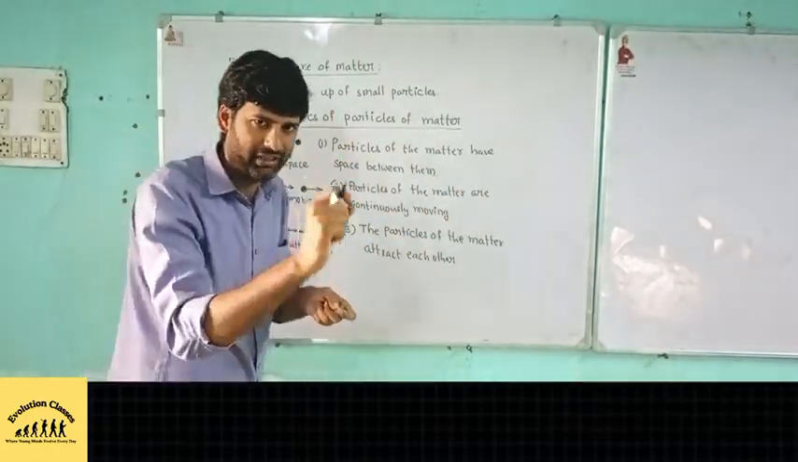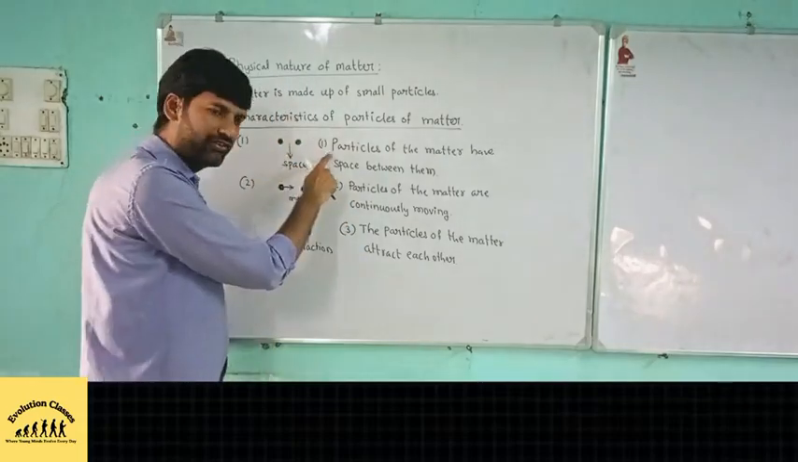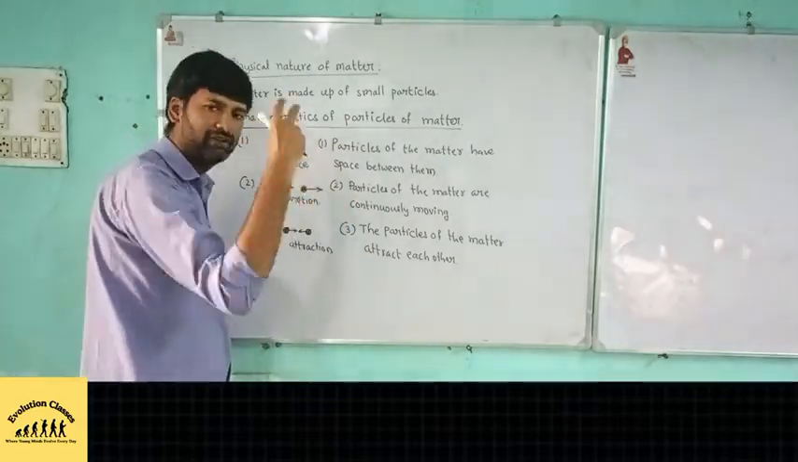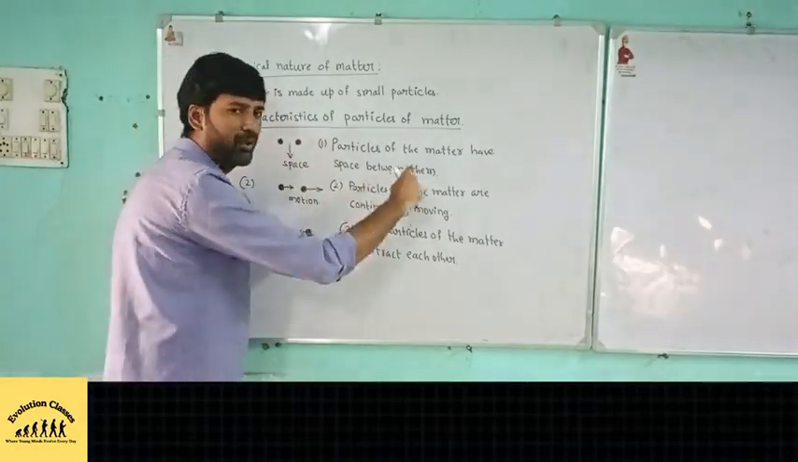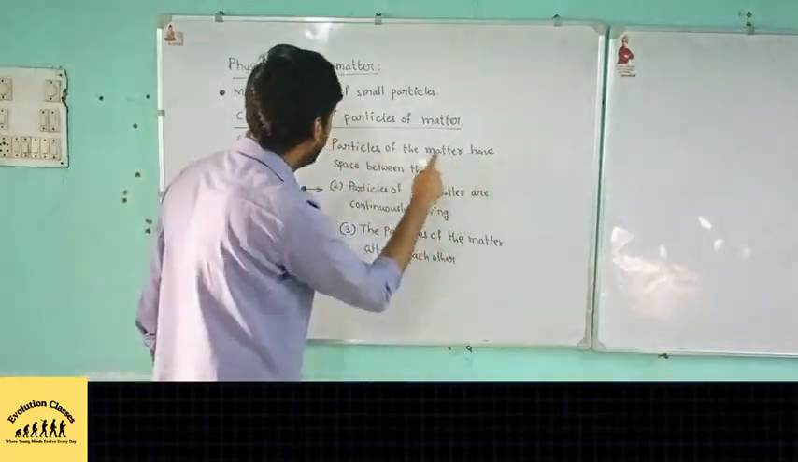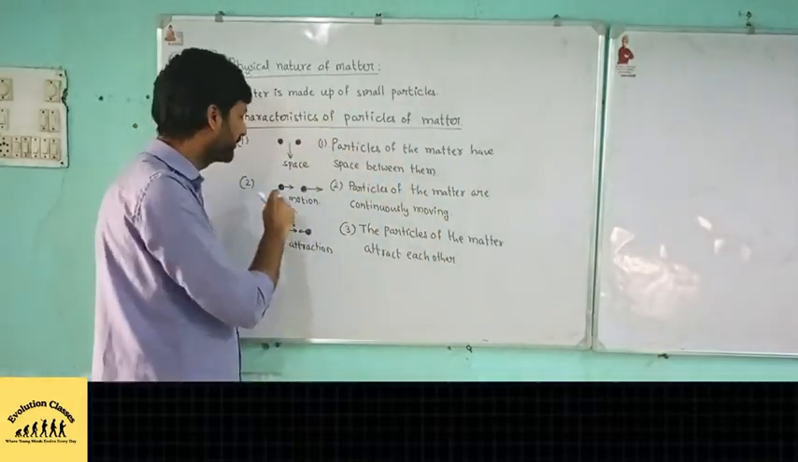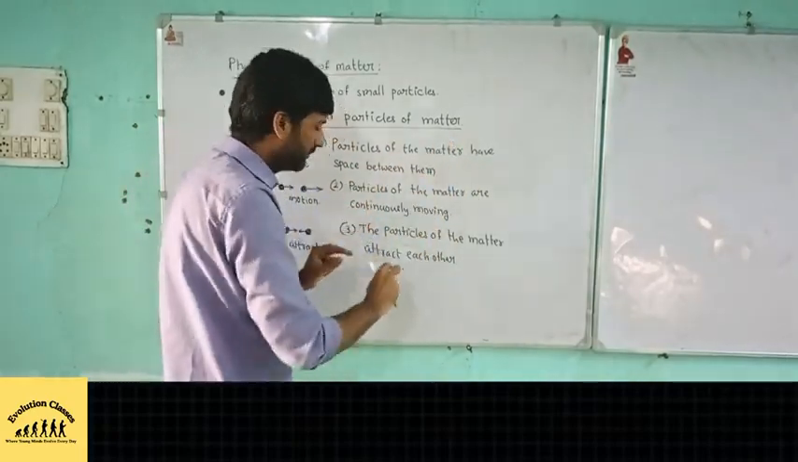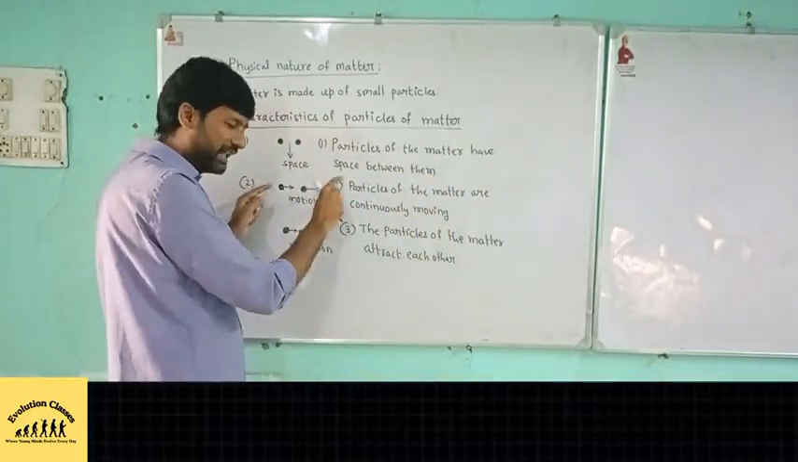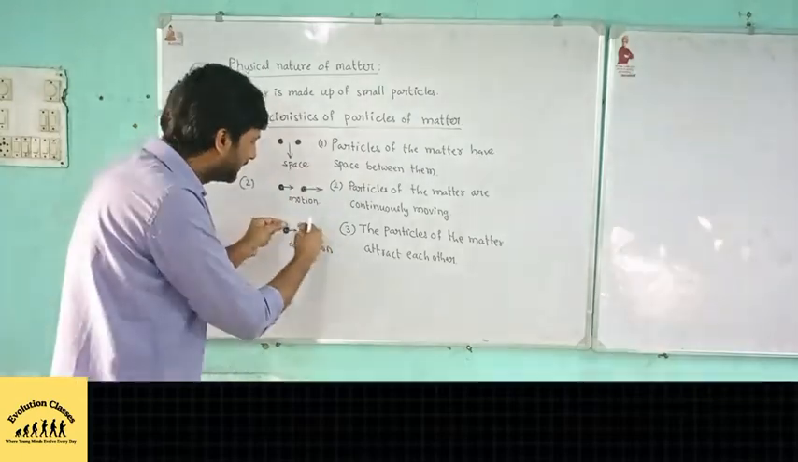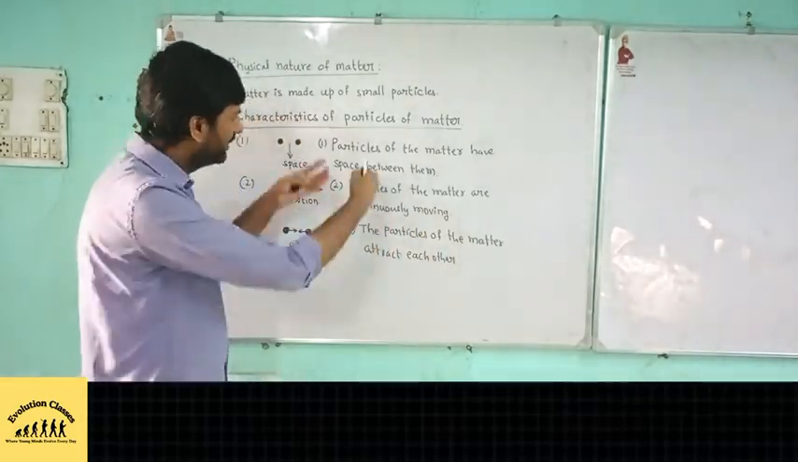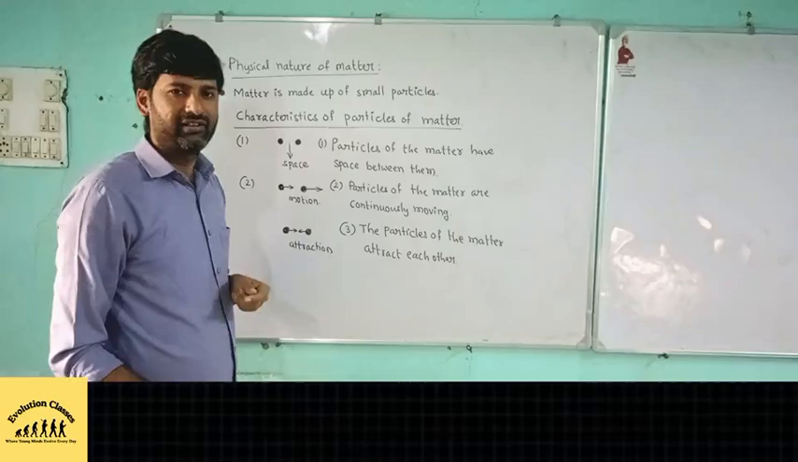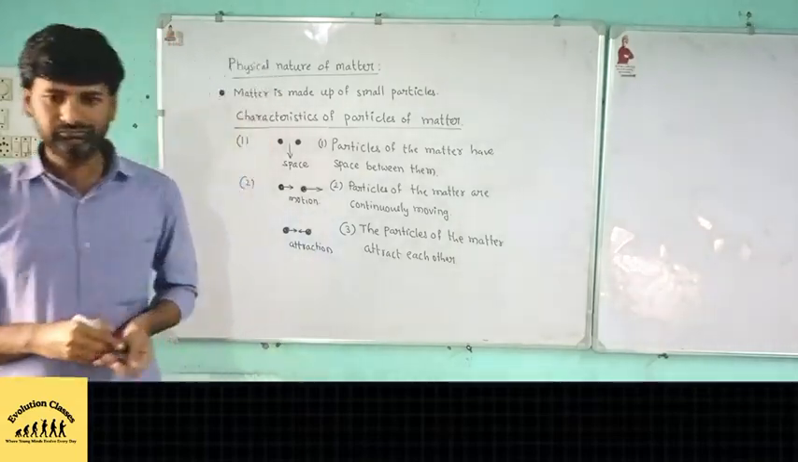So what are those? Once again, we will recount them. The first one is, you can look at this diagram and understand, there is always some space between the particles. So the particles of the matter have space between them. The second one is, they are always moving, continuously moving. You can see the arrow mark here. And the third one, they attract each other. That means the particles of the matter attract each other. These are the characteristics of particles of the matter.